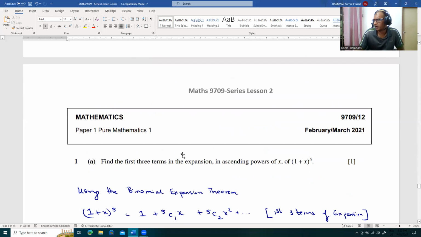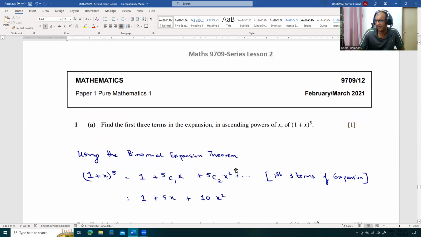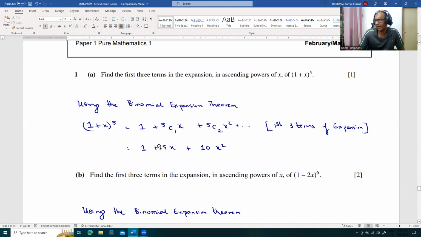Bon, maintenant, le dernier papier que nous vous traiter, c'est février-mars 2021. Find the first three terms in the expansion in ascending powers of x of 1 plus x to the power of 5. Directement, 1 plus 5C1x plus 5C2x squared. We get 1 plus 5x plus 10x squared, the first three terms. Okay.